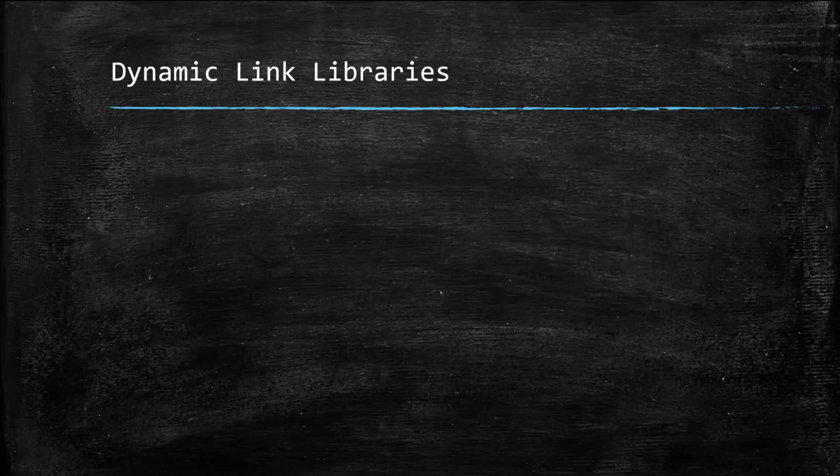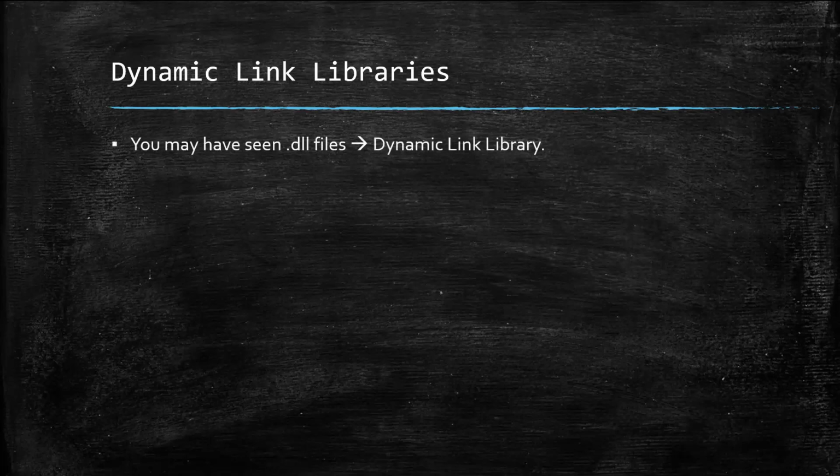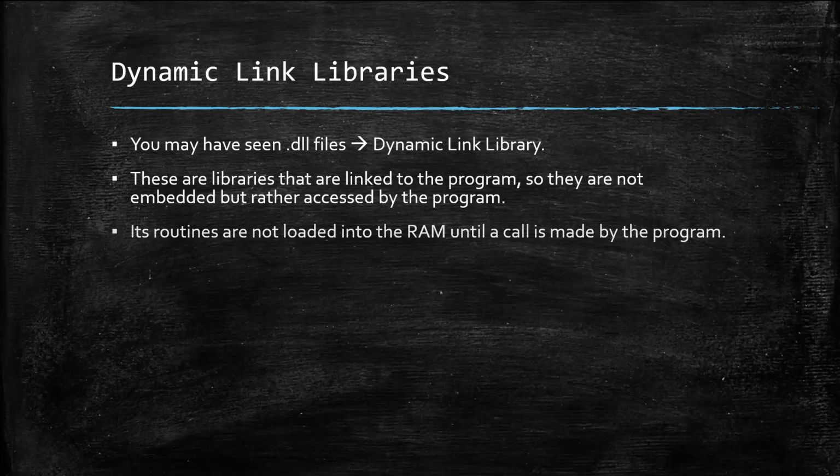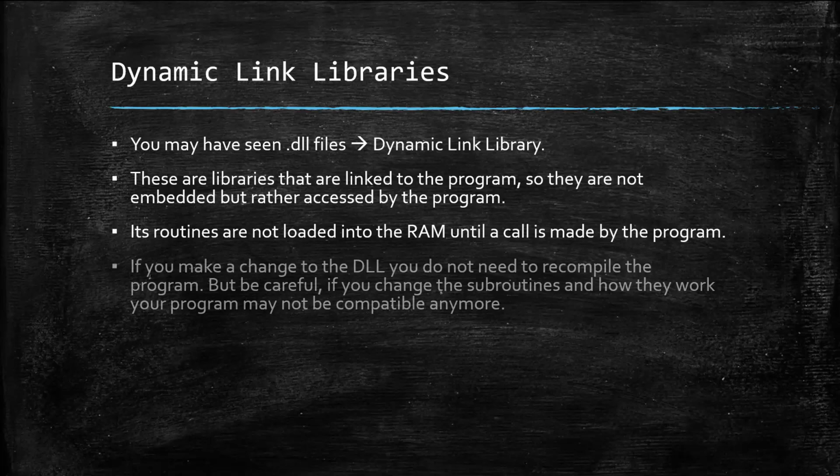And on the other hand, you have dynamic link libraries. Now, you may have seen some .dll files on your computer. Anytime you see a file with the .dll extension, that stands for a dynamic link library. Now, these are libraries that are linked to the program, so they are not embedded, but they're accessed by the program that is using that library. Now, subroutines are not loaded into the RAM until a call is made by the program. So this is going to both save RAM space and also optimize it because it's only going to load onto the RAM when it is needed.